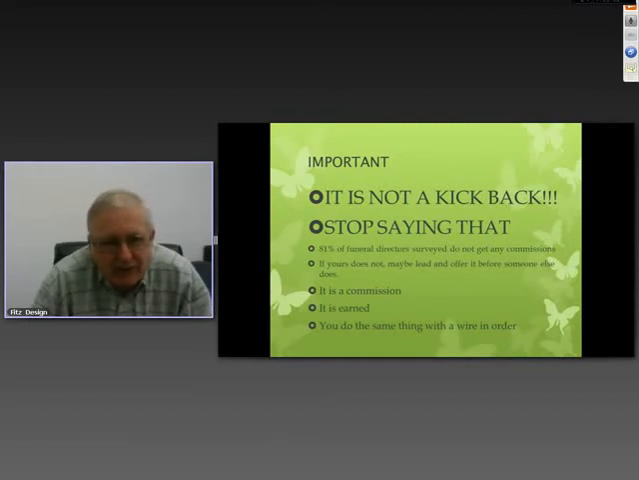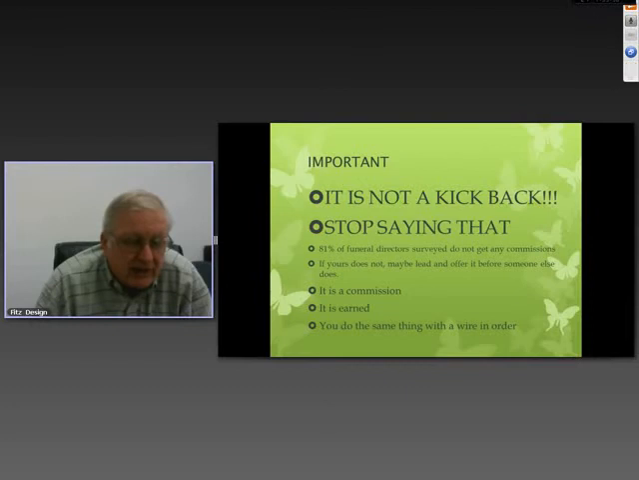Now, an interesting comment that came out of the survey is that 81% of the funeral directors said they don't get any commission at all. So 4 out of 5 are not getting any commission at all. So it's not necessarily as big of an issue as we might want it to be. If your funeral director does not get a commission, again, you might want to be proactive and offer them a commission before one of your competitors does. And then the funeral director is going to do what's best for them, not necessarily what's best for you. It's a commission or a bonus, something else, but stop calling it a kickback.